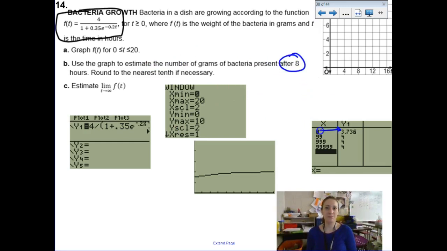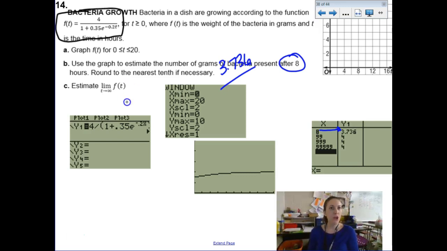I just went ahead and plugged, or she did, but I would have done it too. I would have just plugged in an 8 because that's not a discontinuity. So that's actually the answer. They wanted me to use the graph, but whatever. We got technology, so 3.736. But remember, this is grams of bacteria, so you have to decide where you want to round.